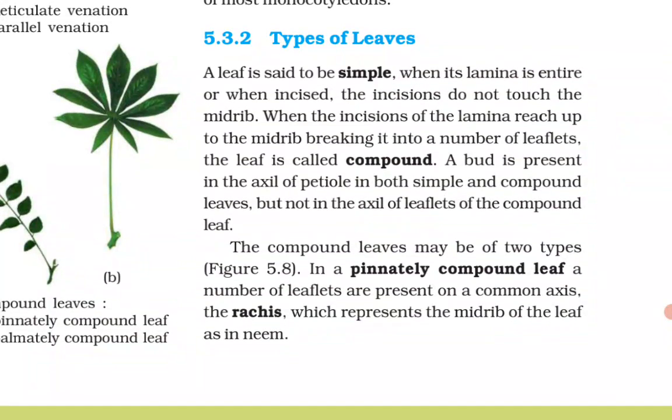Types of leaves. A leaf is said to be simple when its lamina is entire or when incised. The incisions do not touch the midrib. When incisions of the lamina reach up to the midrib, breaking it into a number of leaflets, the leaf is called compound. A bud is present in the axil of the petiole in both simple and compound leaves, but not in the axil of the leaflets of the compound leaf.